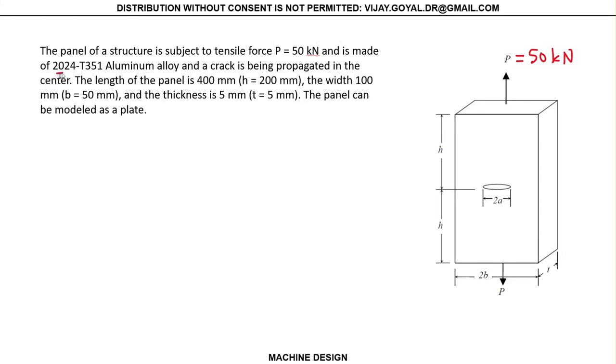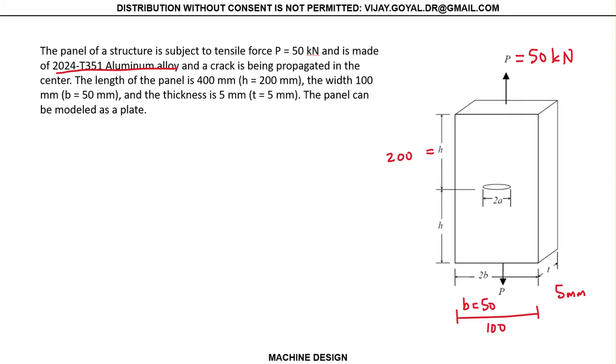It's made of this titanium alloy material, and has a crack propagated right in the center. Okay, so it's propagated in the center, and it says the total length of the panel is 400. So half of the length of the panel will be 200. This says the total width of the panel is 100. That means that B is equal to 50, half of this. The thickness is equal to 5 millimeters. So all this stuff is given in the problem.